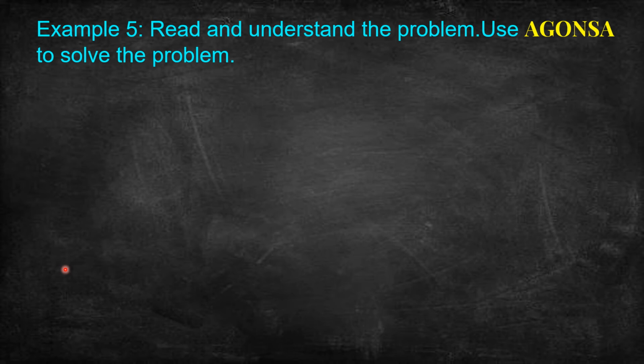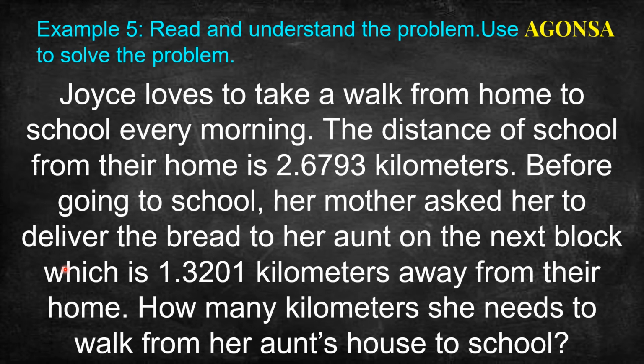Example number 5. Let's have our word problem. And again, we're going to use the acronym AGONSA. Joyce loves to take a walk from home to school every morning. The distance of school from their home is 2 and 6,793 10,000 kilometers. Before going to school, her mother asked her to deliver the bread to her aunt on the next block, which is 1 and 3,201 10,000 kilometers away from their home. How many kilometers she needs to walk from her aunt's house to school?